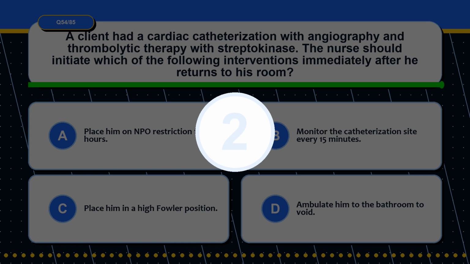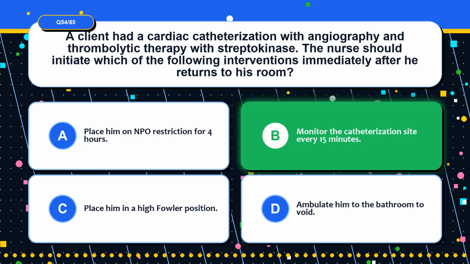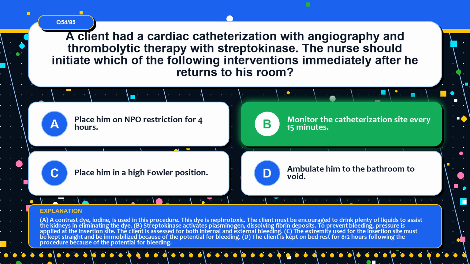The correct answer is option B. Monitor the catheterization site every 15 minutes. A contrast dye, iodine, is used in this procedure. This dye is nephrotoxic. The client must be encouraged to drink plenty of liquids to assist the kidneys in eliminating the dye. The streptokinase activates plasminogen, dissolving fibrin deposits. To prevent bleeding, pressure is applied at the insertion site. The client is assessed for both internal and external bleeding.